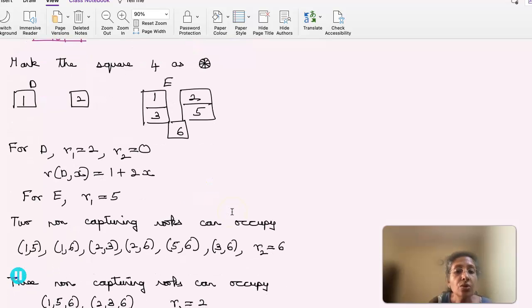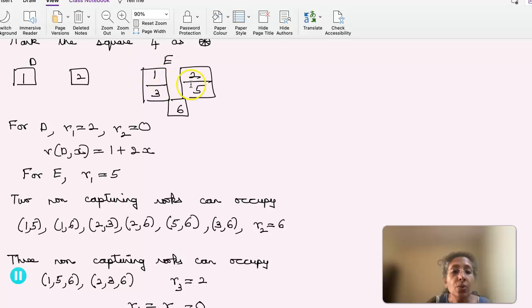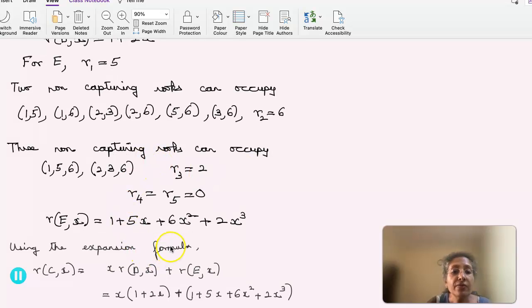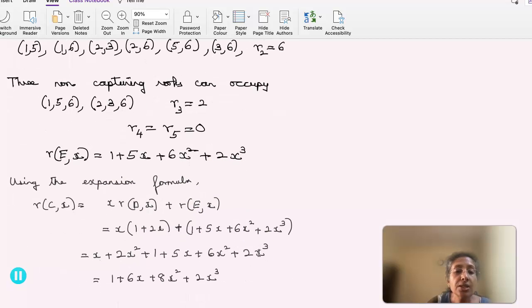So two non-capturing rooks can occupy the positions 1,5, 1,6, 2,3, 2,6, 5,6, 3,6. So R2 is 6. And three non-capturing rooks can occupy 1,5,6 and 2,3,6. So R3 is 2 and everything higher than that is 0. So R_E(x) is 1 plus 5x plus 6x squared plus 2x cubed. So again using the expansion formula R_C(x) is x R_D(x) plus R_E(x), substituting this, you get 1 plus 6x plus 8x squared plus 2x cubed.